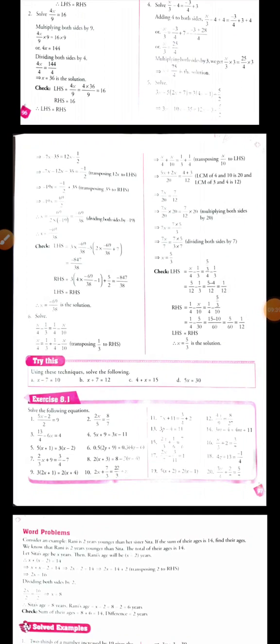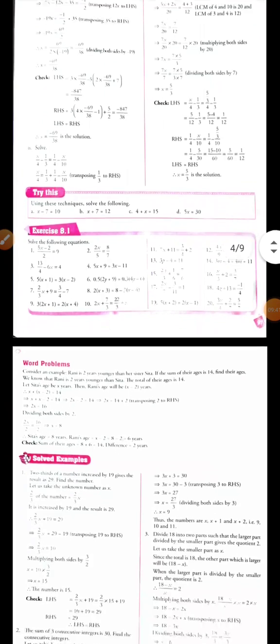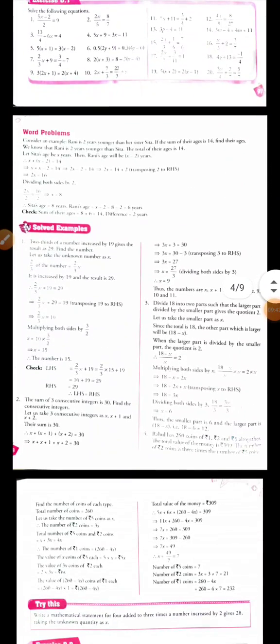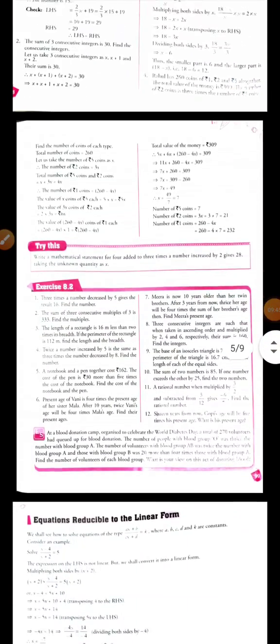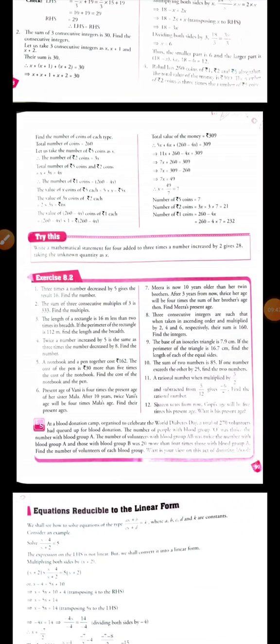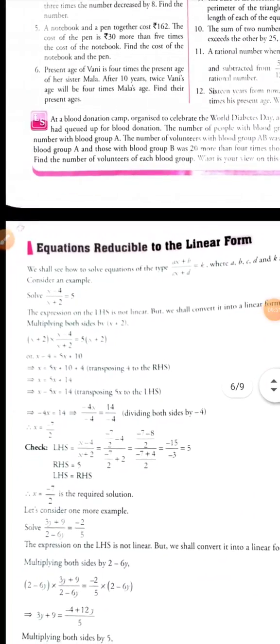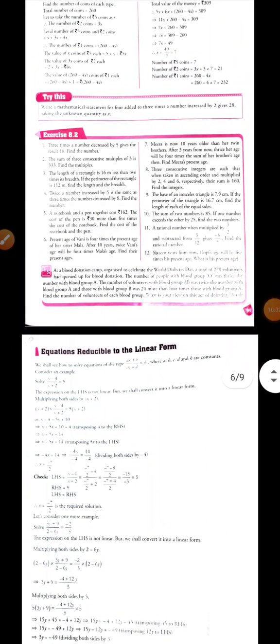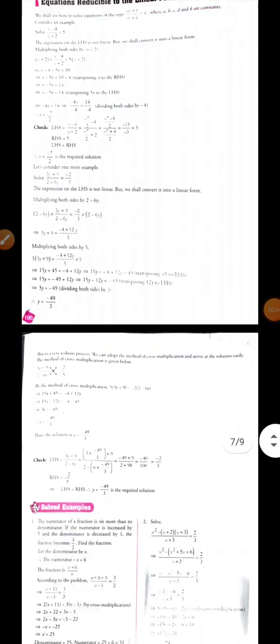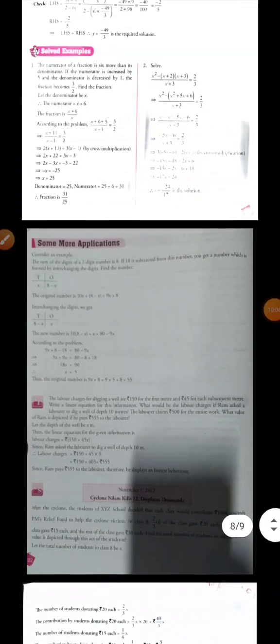The rest is word problems and one more topic, that is elimination of quadratic or cubic terms. So that is another term for equations reducible to linear form. Suppose we're given that the equations are not in linear form, so what we will do is we will reduce those equations into linear form and then we will solve. So these two topics we will discuss in the next lecture.